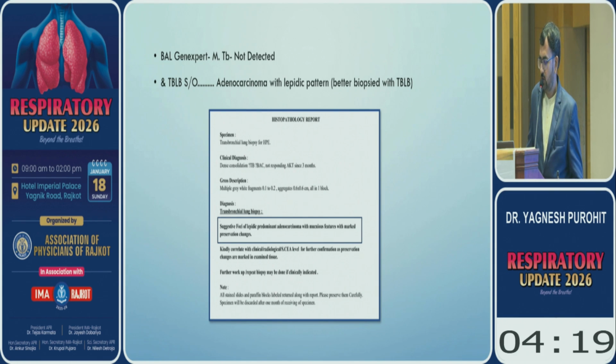Then she was referred to oncologists, had taken multiple chemo, multiple ups and downs, and finally she succumbed after 2 to 3 years. But the take home message was that gene expert is not always reliable, specifically when the bacterial load is very low. So we should definitely go with the FB culture also simultaneously, and this is how we can take the biopsy.